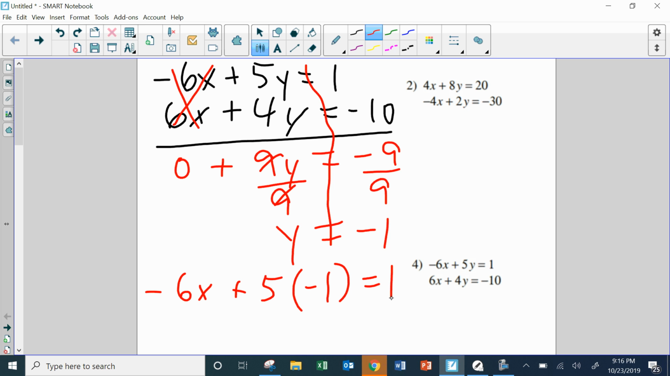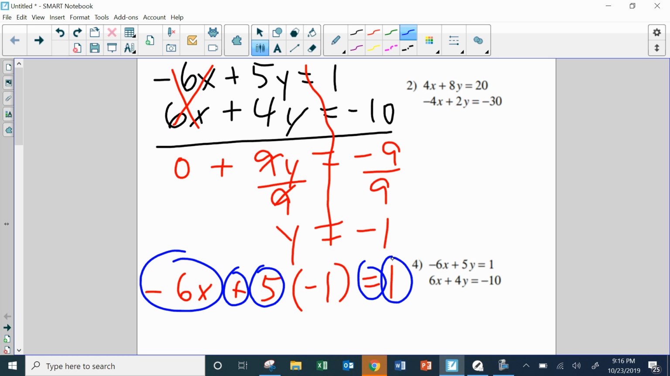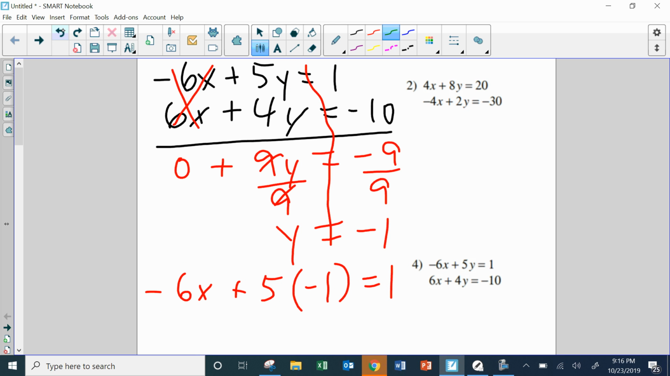So again, look at the top equation. All I've done is I've kept everything the same. This is in the top equation. This is in the top equation. That's in the top equation. The only thing I've done is I've replaced the y right here with -1, because that's what we solved out and said y equals -1. That's all we've done. So now I can just keep solving the equation.